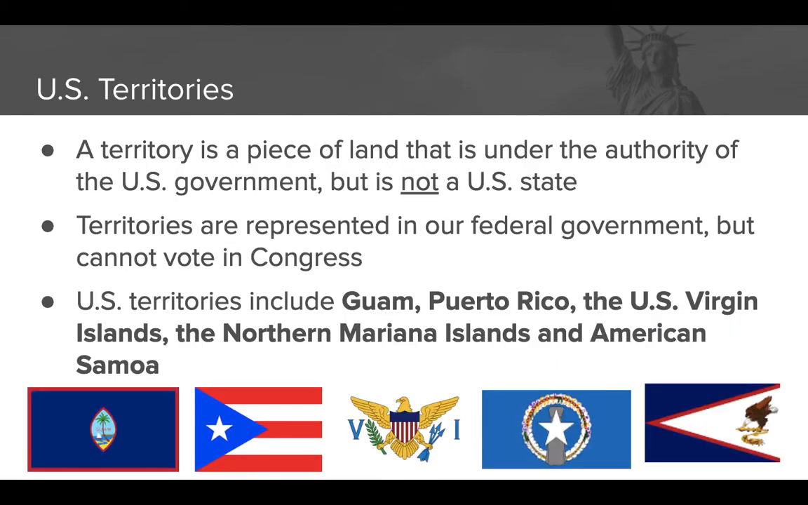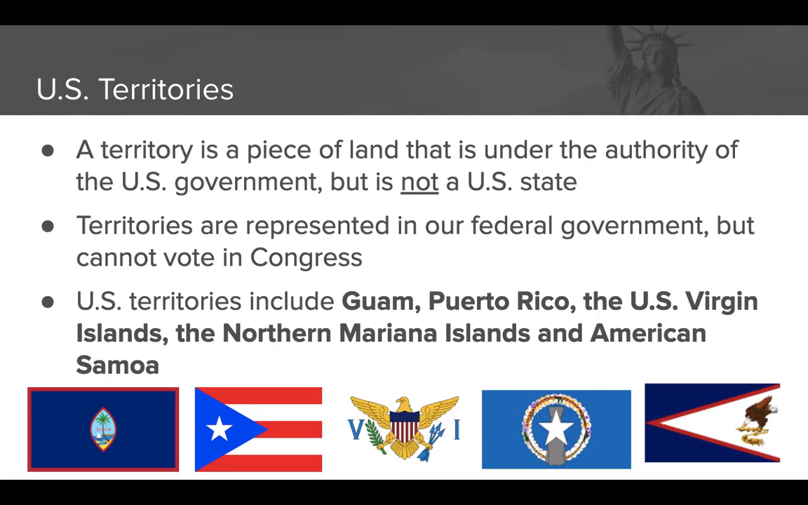Okay, so moving into U.S. territories. A territory is a piece of land that is under the authority of the U.S. government, but it is not a U.S. state. Territories are represented in our federal government in the sense that they have representatives who are members of Congress, but they cannot vote in Congress. So they don't actually have much true power to affect things in Congress, but they are there to advocate for the interests of their countries.